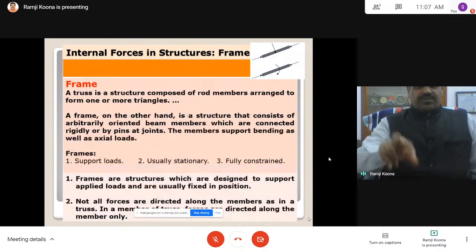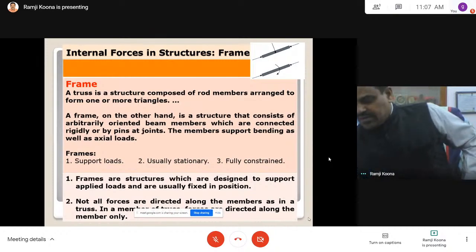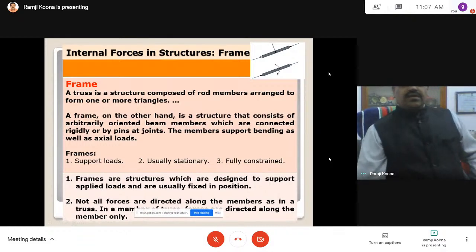Now the lower part is the same, but in the upper part, if you can see, a truss is a structure composed of rod members arranged in the form of 1 or more triangles. A frame, on the other hand, is a structure that consists of arbitrarily oriented beam members which are connected rigidly or by pin or joint. The members are supported by bending as well as axial action. That's the meaning. In the figure, see here, the bending, and due to this, the shear force.